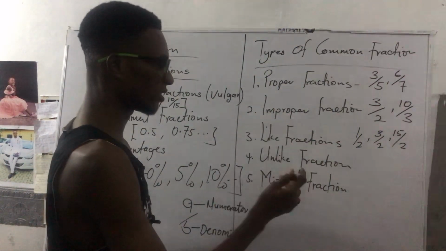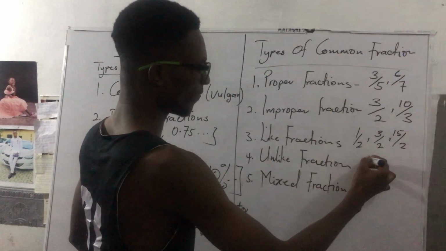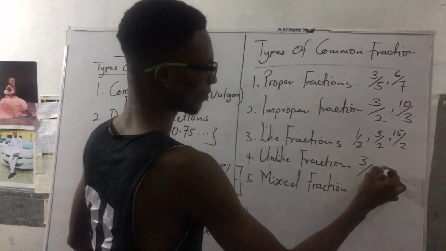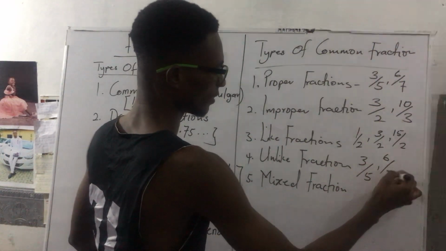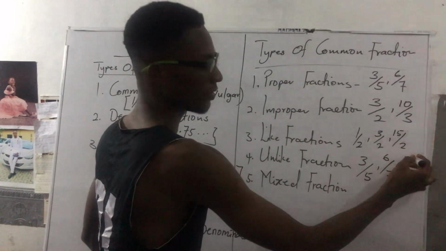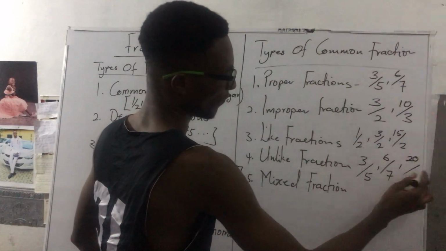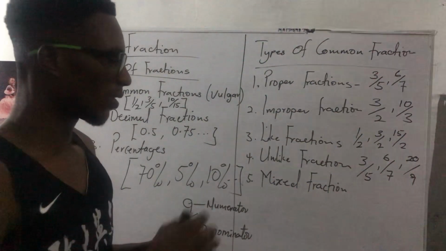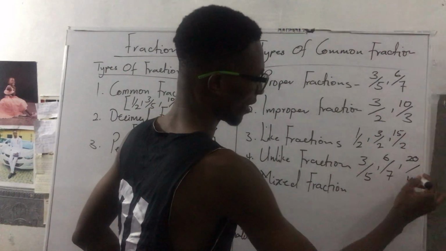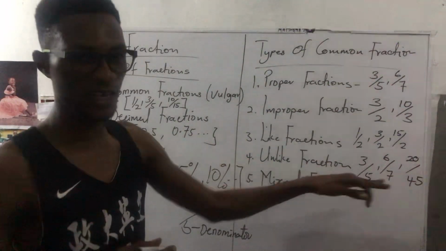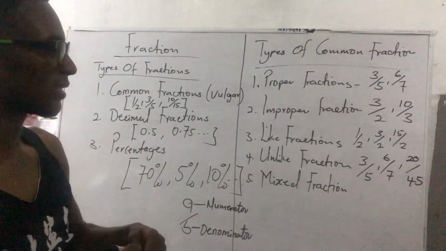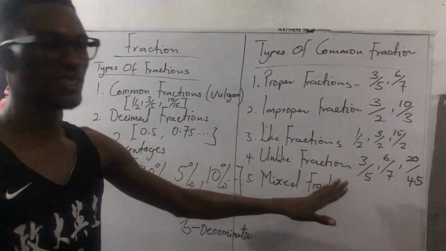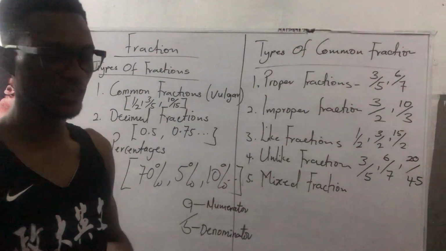Now, for unlike fractions, let's say we have 3 over 5, 6 over 7, and 20 over, let's say, 9, or let us do 45. These are three fractions, two or more fractions, but their denominators are different. So this is a type that is called unlike fractions.